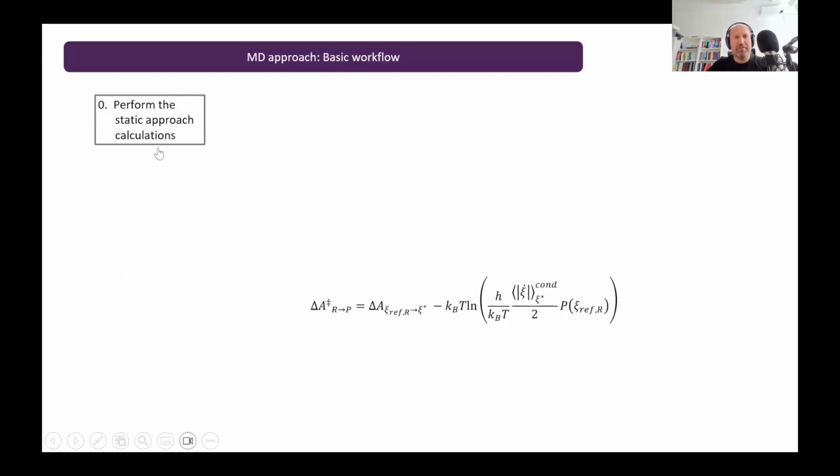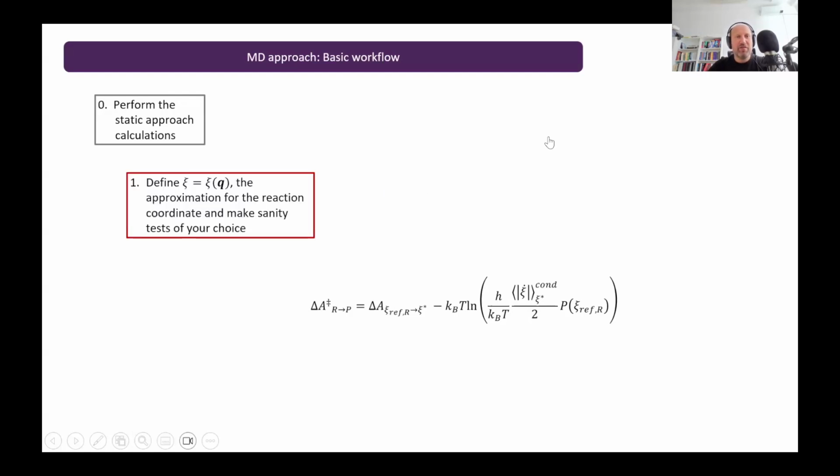I always start my simulations by first performing static approach calculations. This gives me a first idea about the structures, about the path connecting stable states and transition states, and about the basic energetics. It's very useful to start with that, and it's relatively inexpensive compared to all the steps that will follow.